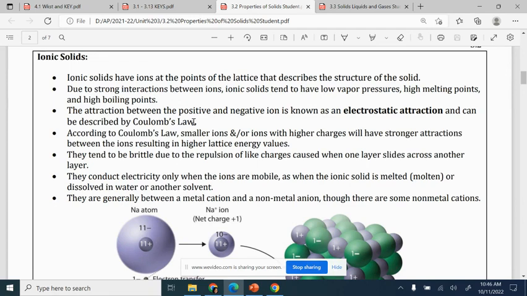Collectively, all ionic solids are known as salts. So not just the NaCl that you're familiar with, but any ionic solid in chemistry is called a salt.